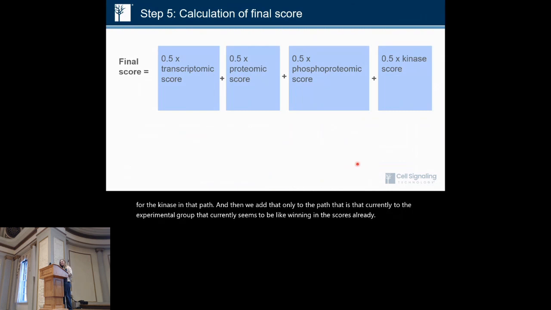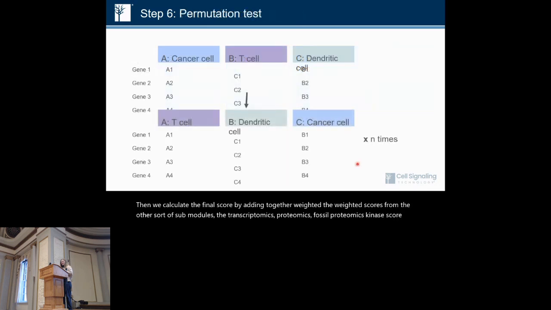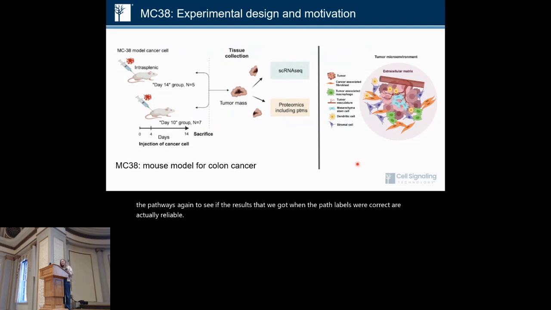Then we calculate the final score by adding together the weighted scores from the other sub-modules: the transcriptomics, proteomics, phosphoproteomics, and kinase score. And as an addition, we also do a permutation test where we shuffle cell type labels and calculate the path weights again to see if the results that we got when the labels were correct are actually reliable. We then calculate a p-value.